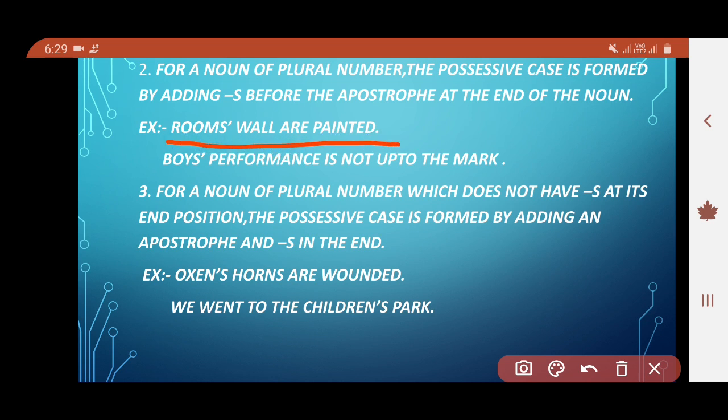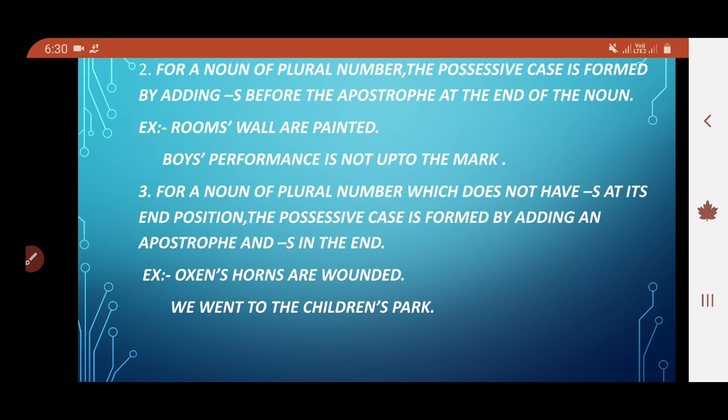We made this plural form of noun into a possessive case by adding s before the apostrophe at the end of the noun. Now in the second example, boys. Again, see, in the first rule we learned boy, a sentence in the singular number, which was boy's. Yes or no? Again here we are learning boys, but in the first rule what happened?